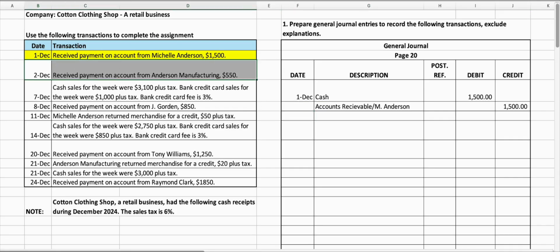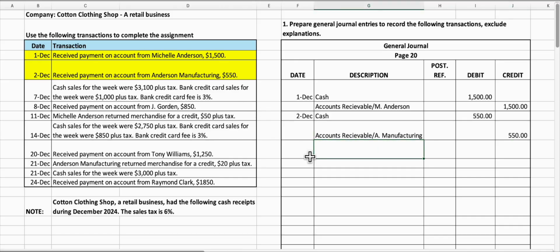Next entry is December 2nd. We received payment on an account from Anderson Manufacturing in the amount of $550. So this is the same as the first entry. We're debiting cash in the amount of $550. And this time for accounts receivable, we are giving credit to Anderson Manufacturing, still in the amount of $550. So that takes care of the second entry. On to the third. Okay, on to December 7th.